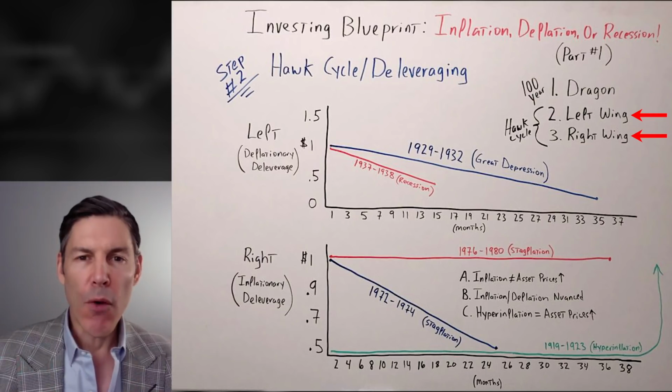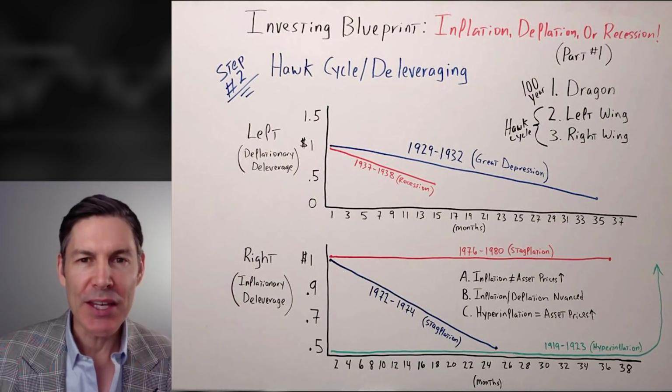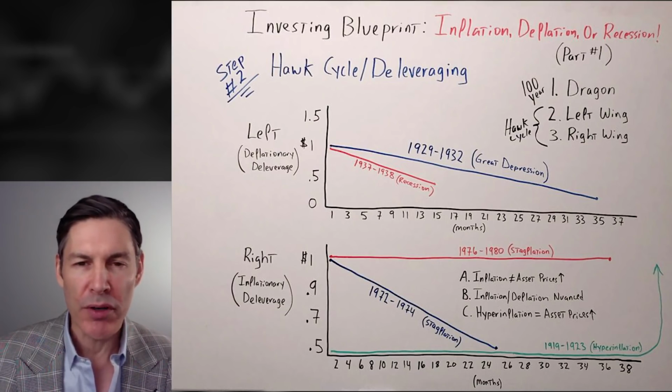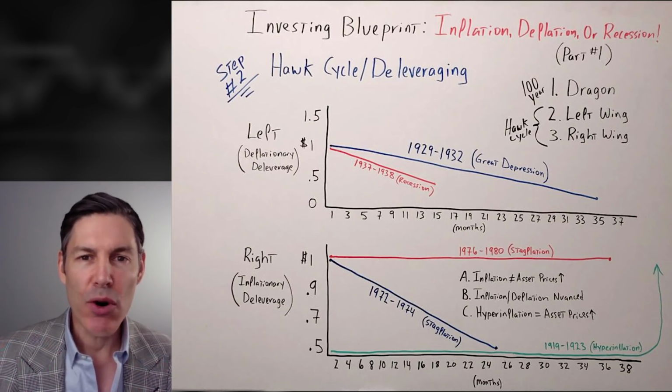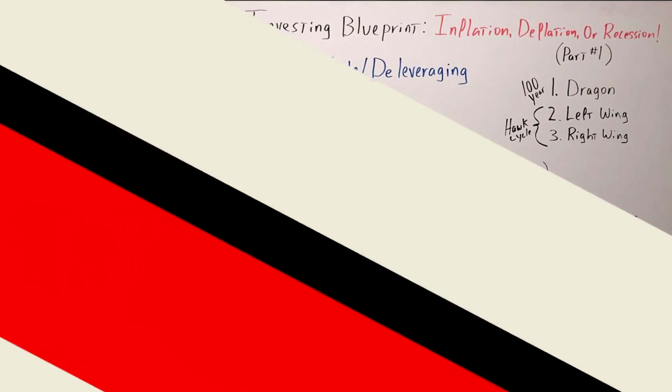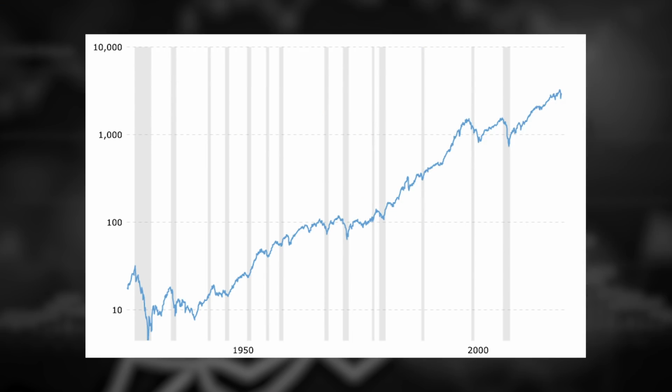hawk cycle. Before we move on to step number 3 and go over specific ideas for the portfolio, I want to point out something I think is extremely important. Editor, go ahead and throw up a historic chart of the S&P 500 in nominal terms. We can see going all the way back to 1932, taking it to today, it pretty much goes from left to right, straight up without a hitch.